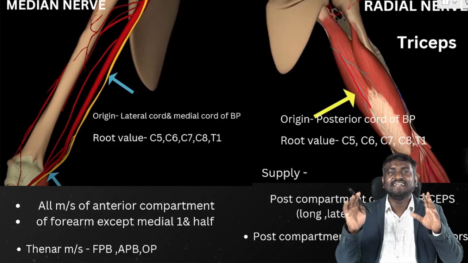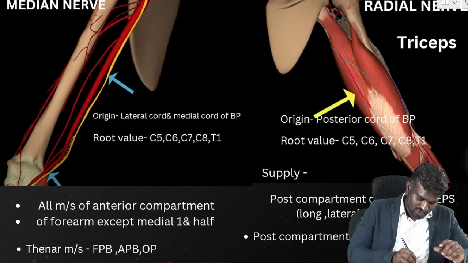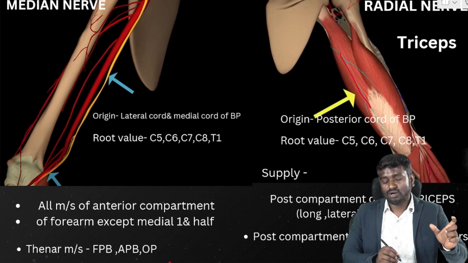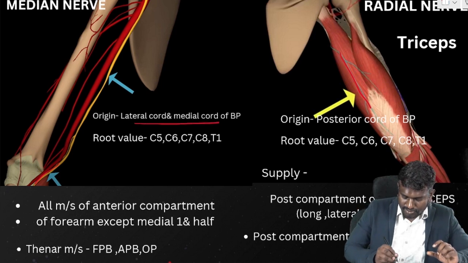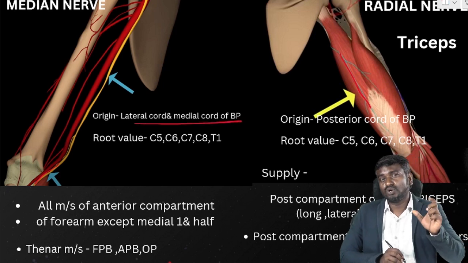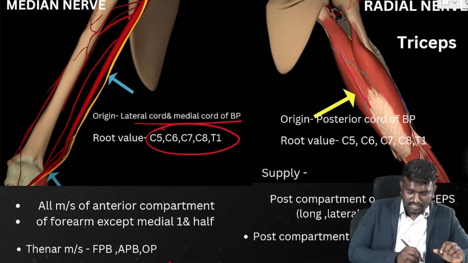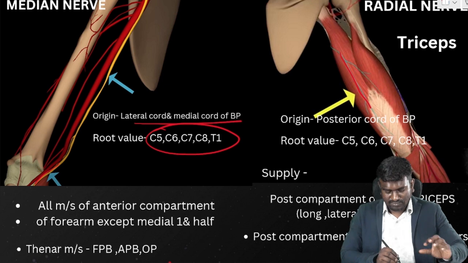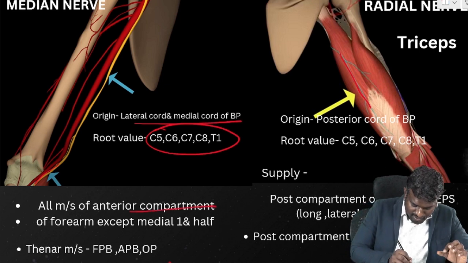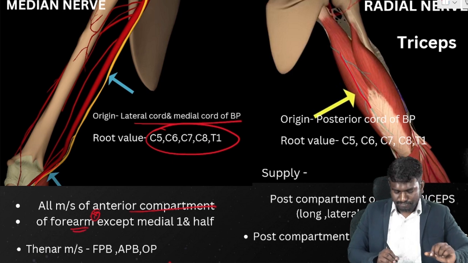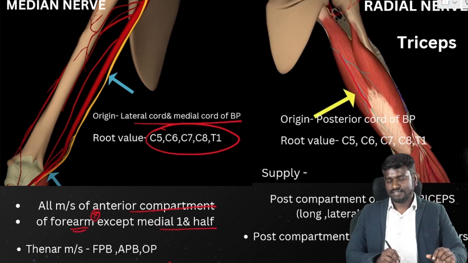Median nerve. This nerve originates from the lateral cord and the medial cord of the brachial plexus. Root value is going to be from C5 to T1. Yes, please remember C5 to T1. It supplies all muscles of the anterior compartment of the forearm. Please remember, forearm except the medial 1.5.